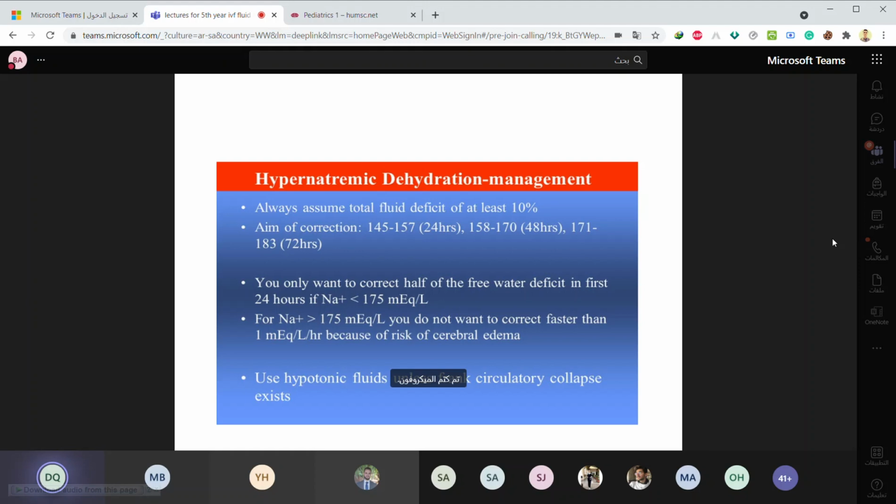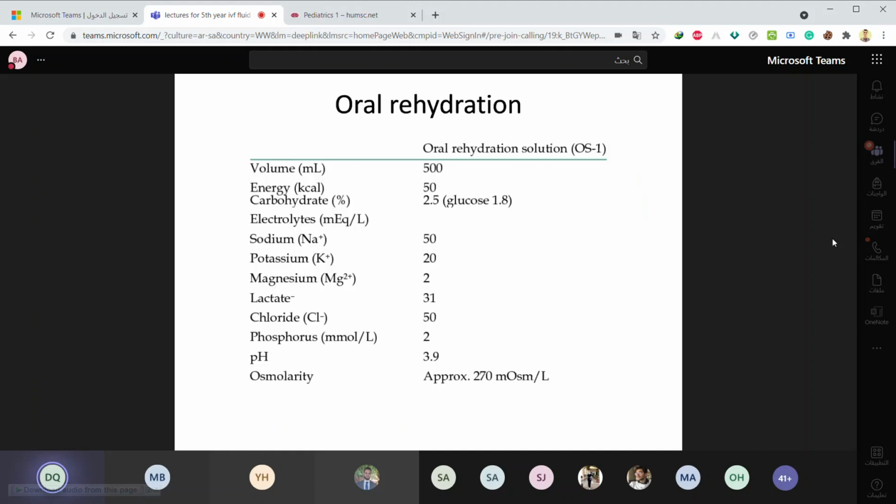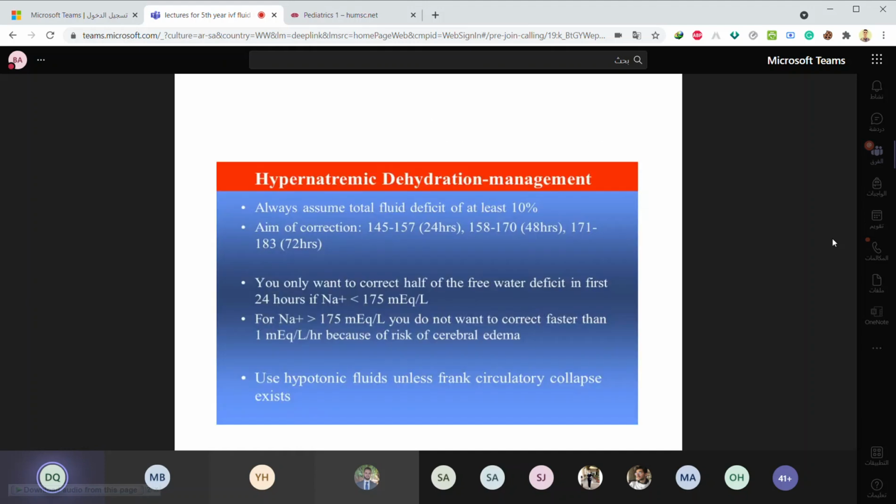We usually use hypotonic fluid unless we have severe circulatory collapse. Then we can use normal saline. And the most common type of IV fluid used in correction of hypernatremia is half normal saline.